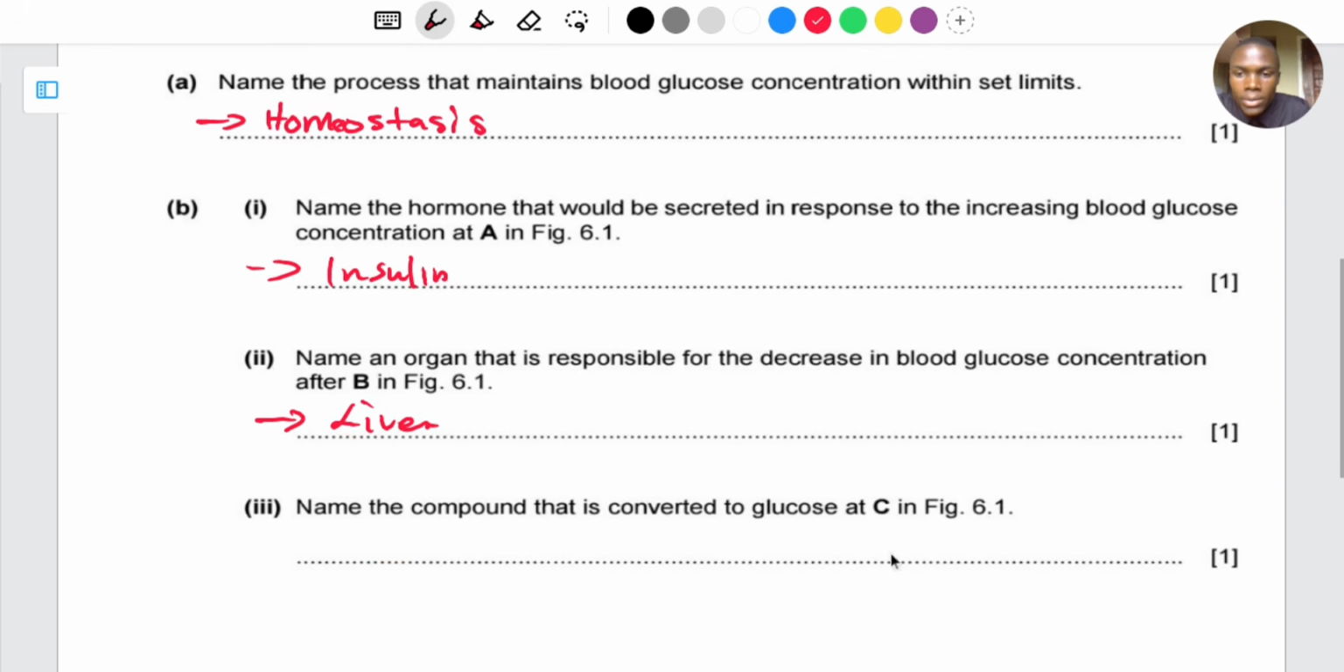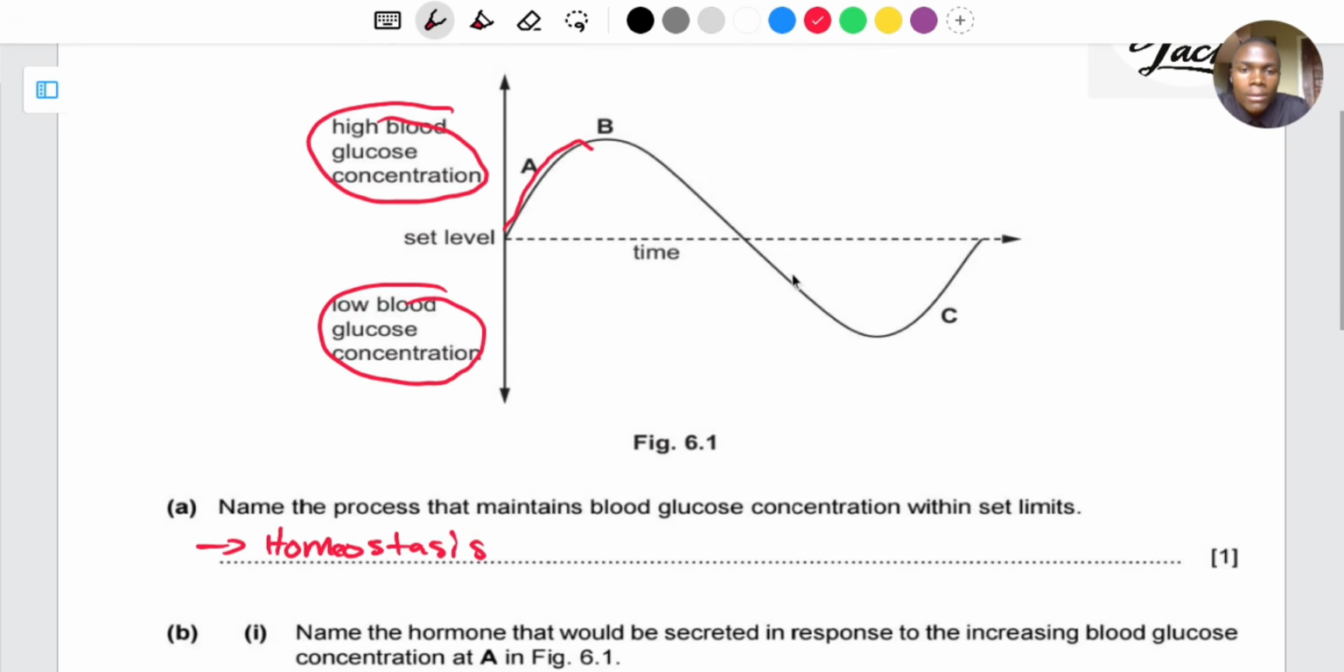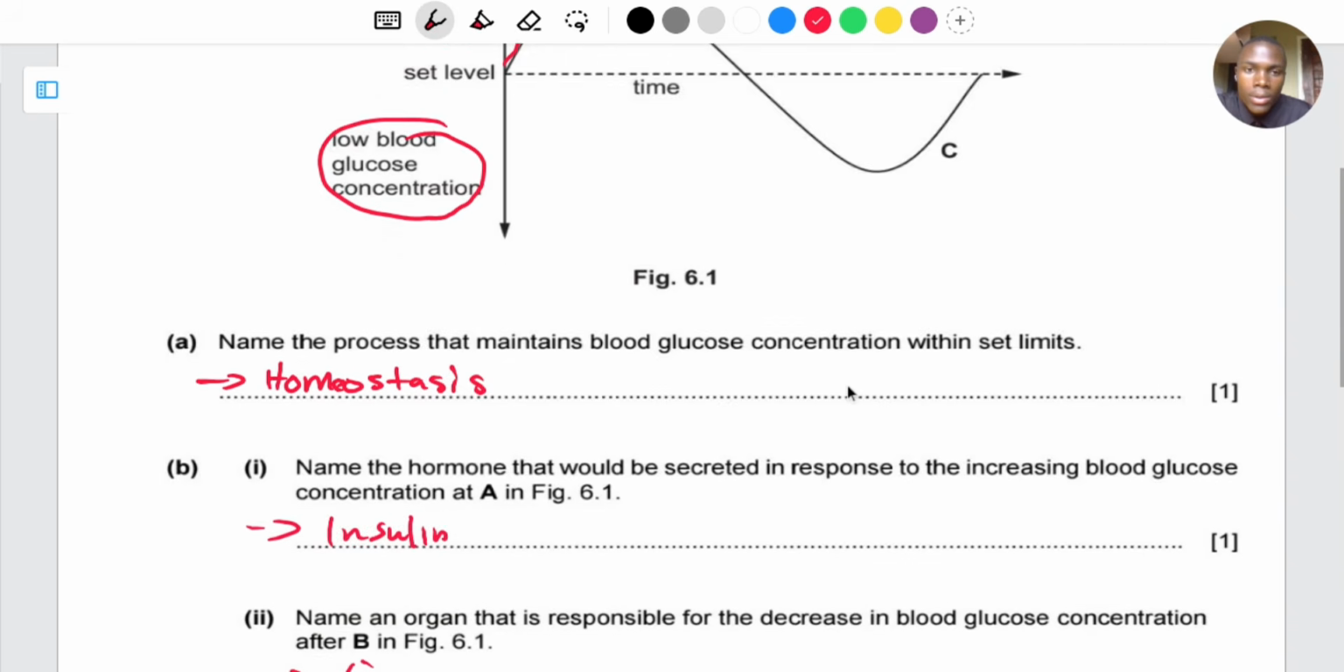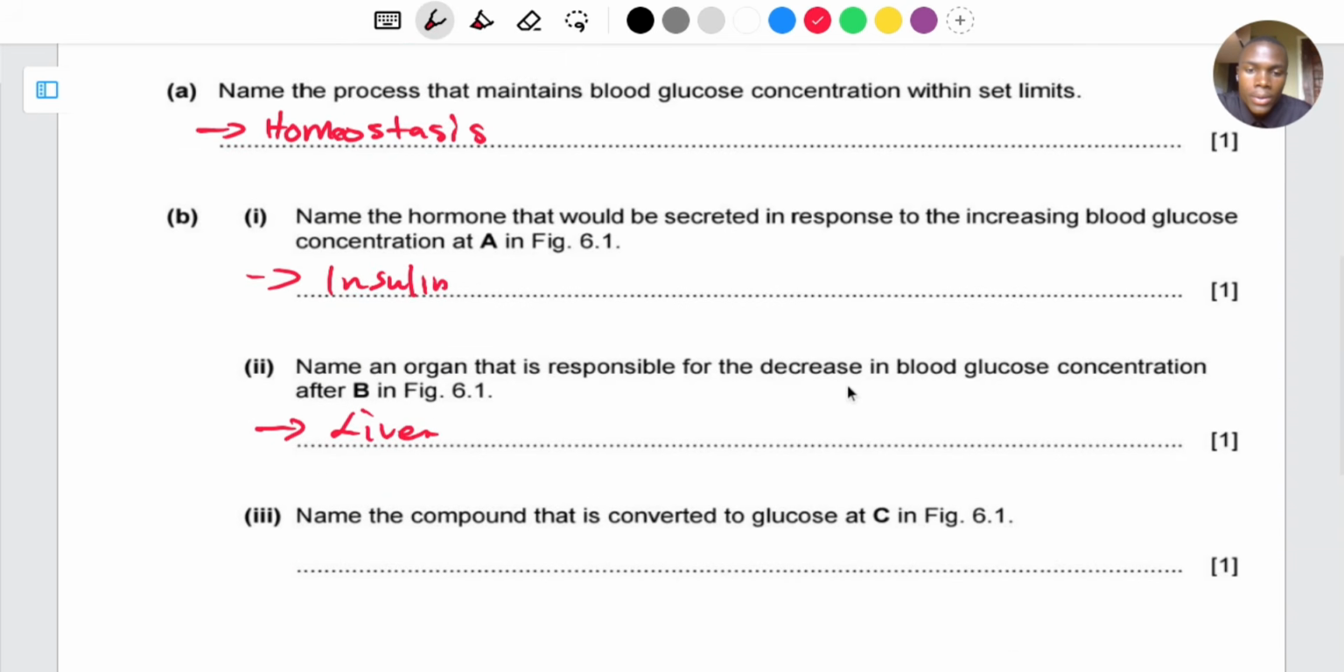Name the compound that is converted to glucose at C. As you can see here, there is low level glucose. When there is low level glucose, glucagon is going to be secreted, and once glucagon is secreted, it is going to convert liver glycogen into glucose. So the compound secreted at C is glucagon, which is also a hormone. This hormone is secreted by the alpha cells of the pancreas. The insulin is secreted by the beta cells of the pancreas.